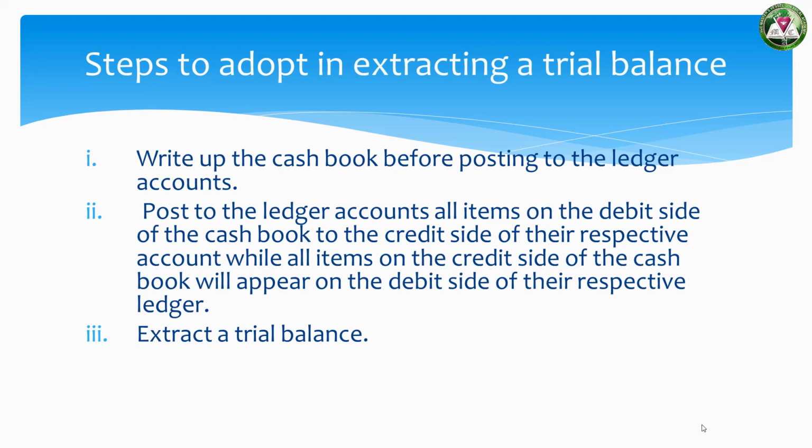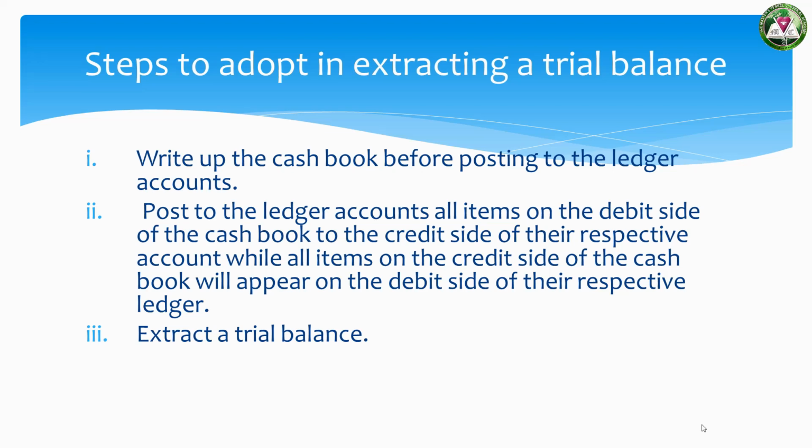The second one is you post to the ledger. Understand this one very well and bear it in mind. Post to the ledger account all items on the debit side of the cash book, to the credit side of their respective ledger account, while all items on the credit side of the cash book will appear on the debit side of their respective ledger.